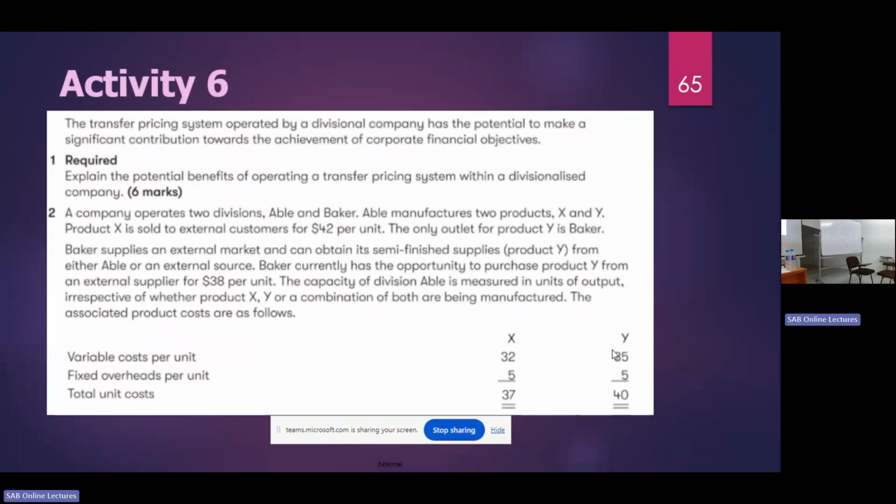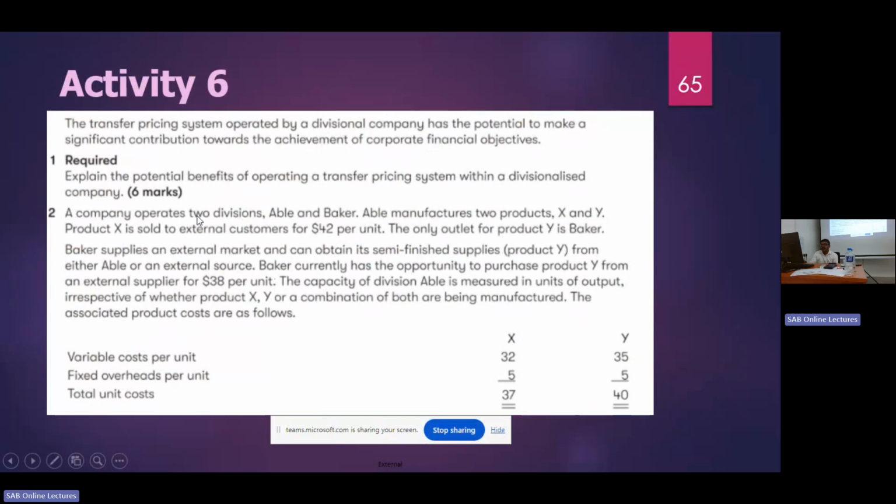So a transfer pricing system operated by a divisional company has the potential to make a significant contribution towards achievement of corporate financial objectives. Explain the potential benefits of operating a transfer pricing system within the divisional company. Then company operates two divisions. The make-up theory part has been done now.